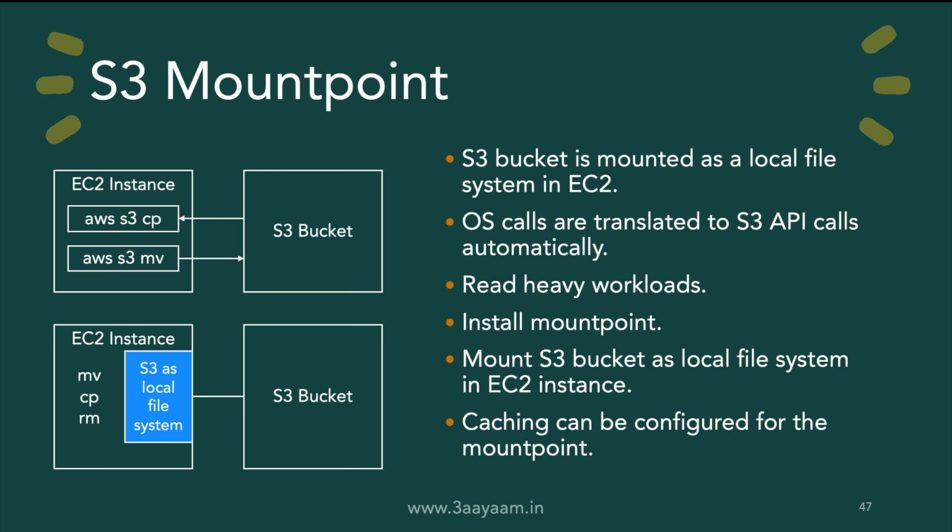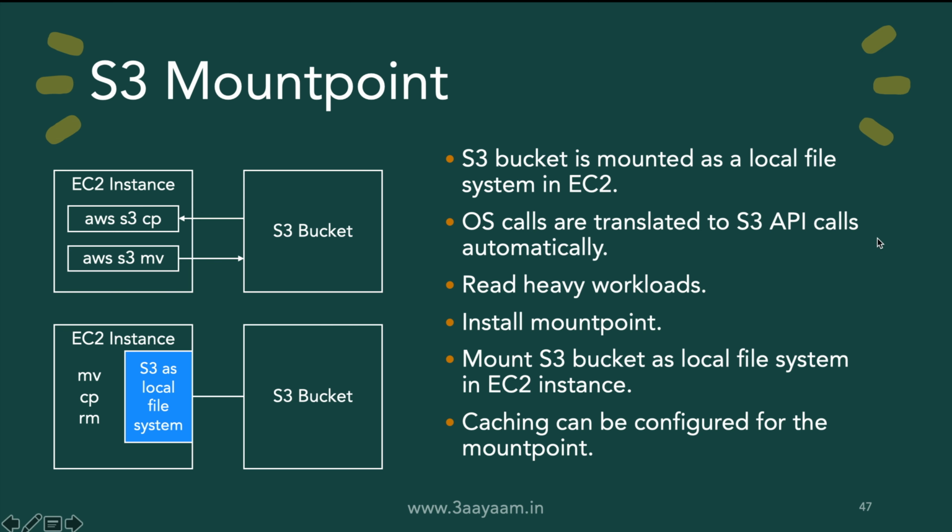So if you enable caching and, let's say, use the cp command or open command or something like that, then S3 Mountpoint would look at the local cache, and if the file or the object is available in the local cache, it would be returned to the application. Otherwise, it would be read from the S3 bucket.